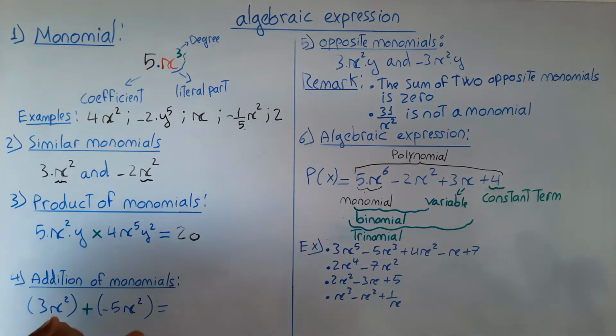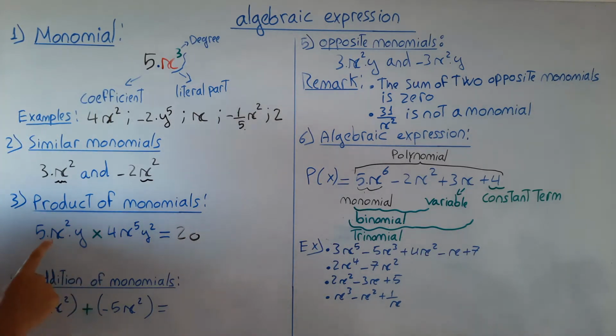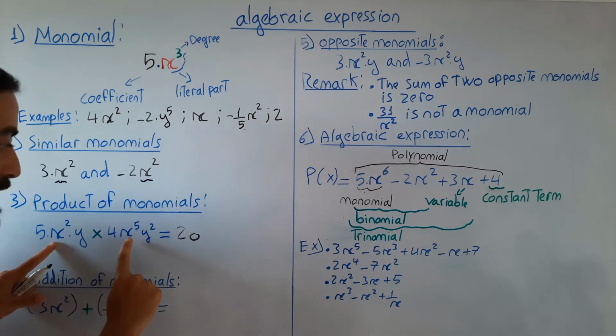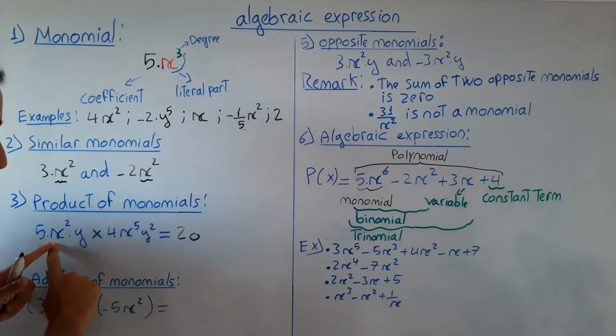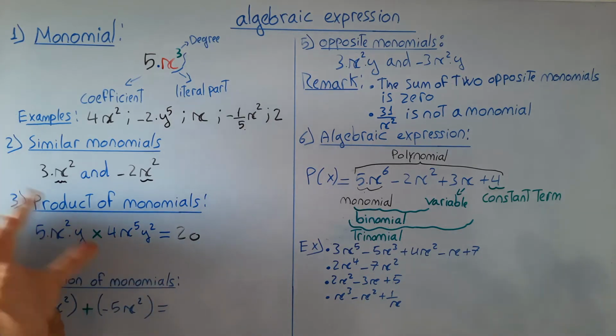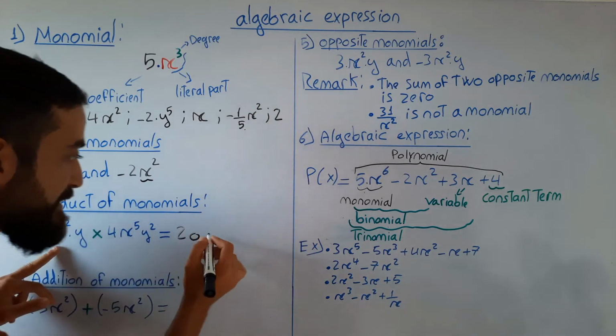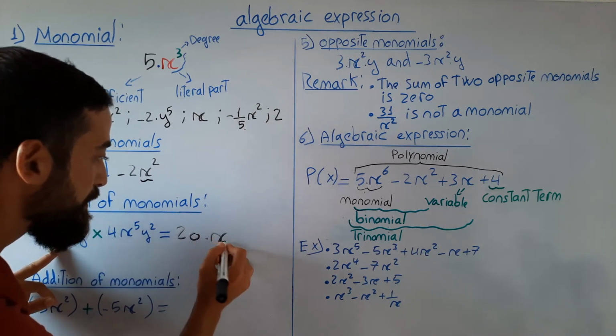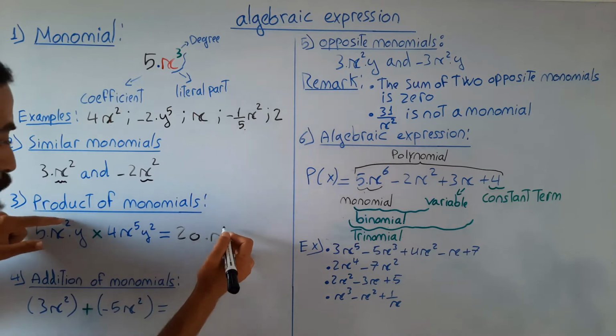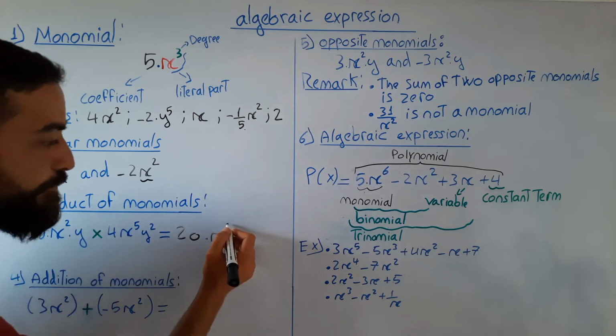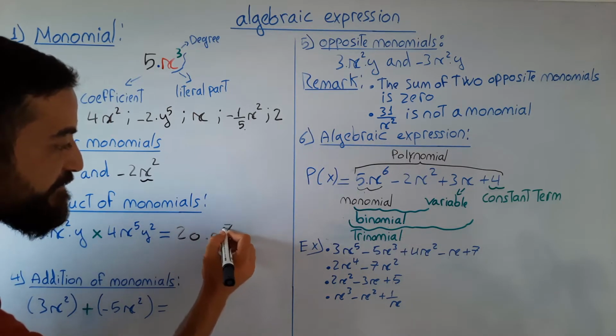Then we multiply the same base together. The same base x: x² and x⁵. We multiply x² by x⁵ because they have the same base. So x² times x⁵ equals x power 2 plus 5, which is 7. So x⁷.